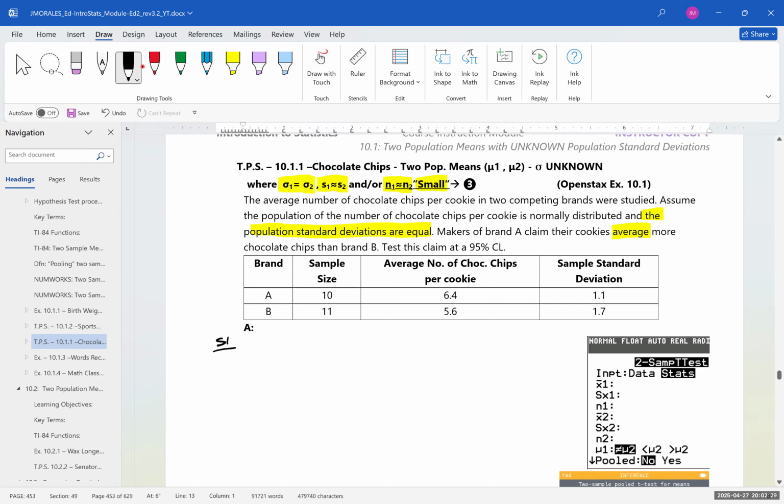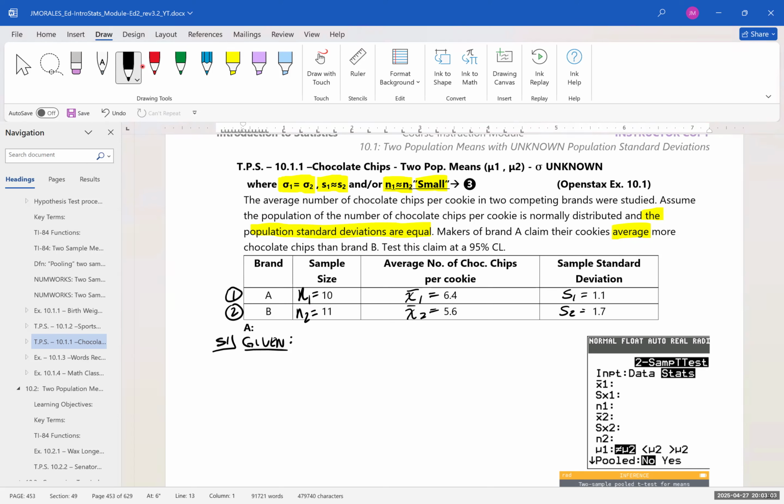So step one, let's look at our given information. So brand A will make that number one, and brand B will make that number two. So sample size one, we've got sample size two, average number of chocolate chips per cookie. So that's going to be our X bar one. This will be X bar two. Sample standard deviation, so this will be S1 and S2.